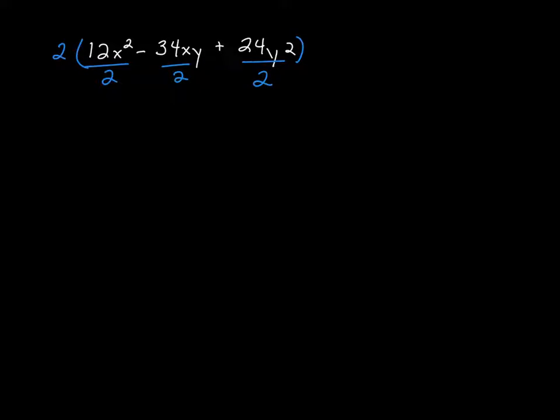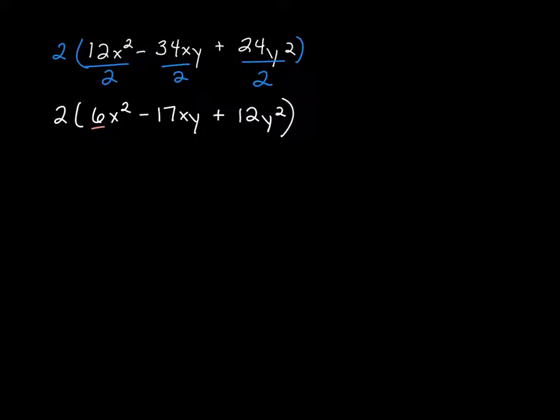So that gives me 2 (6x squared minus 17xy plus 12y squared). Now remember that common factor that we took out just becomes a permanent fixture. We don't do anything with it, but it just stays there and remains part of our final answer. So now let's identify A, B, and C.